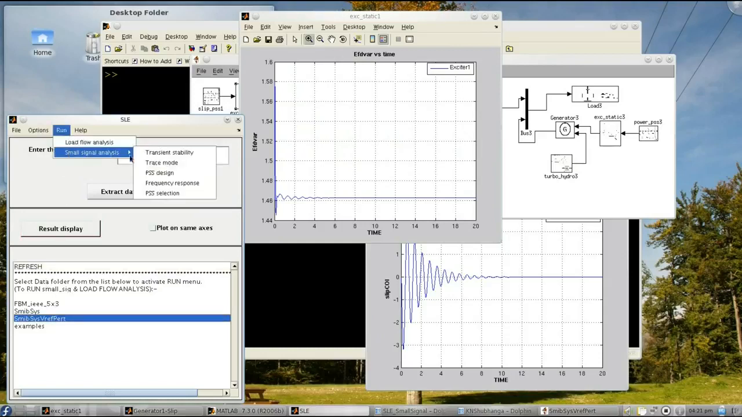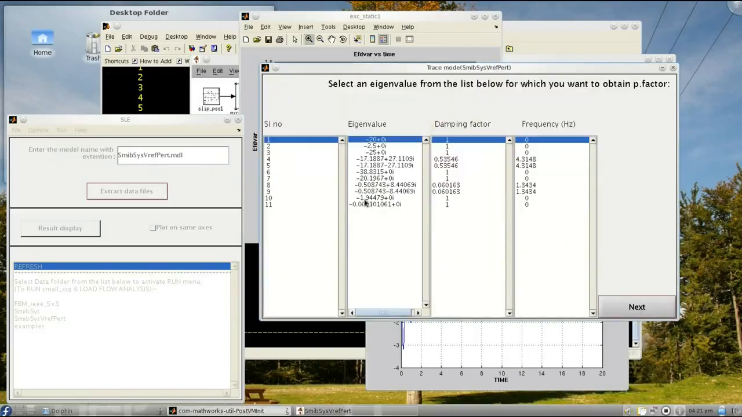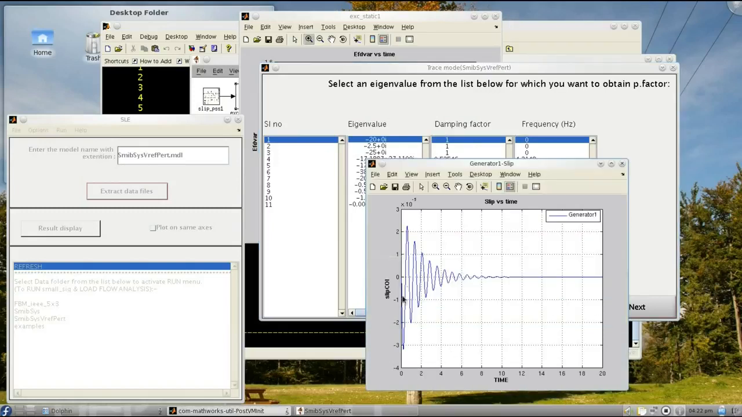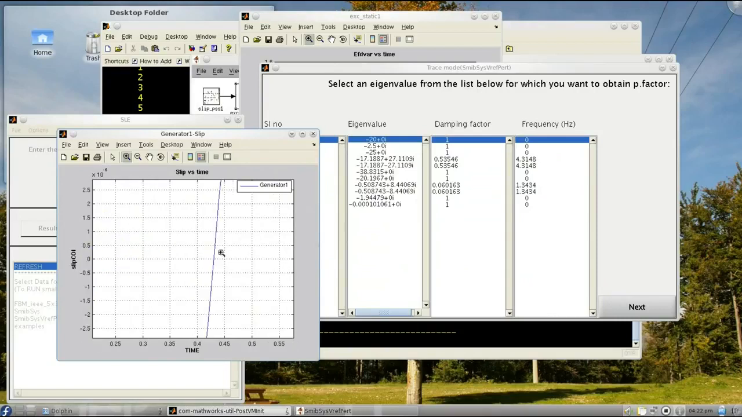Let's verify the same with eigenvalue analysis. Two complex conjugate modes are present. In earlier sessions, we have seen these frequencies and this low damping factor maximally dominates or are the modes pertaining to slip and the rotor angle of a generator.